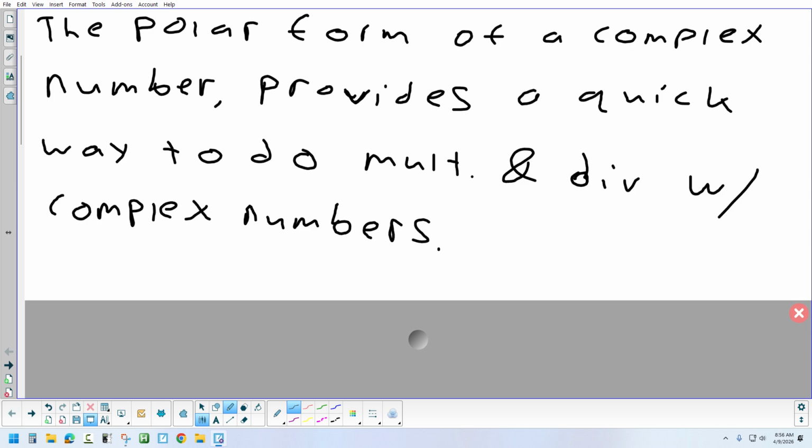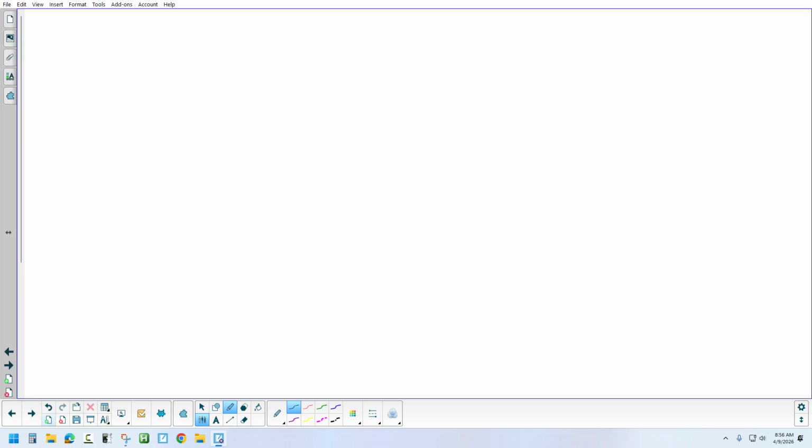All right, so let's just quickly review how you do division in standard form. Okay, not using polar. So if I had something like 2 plus 3i, and I want to divide by 4 minus 5i. What's the first thing I have to do here? Set up the thing. Okay, so we can put some parentheses around it. And then what? Multiply by the conjugate. And what's the conjugate in this case? 4 plus 5i.